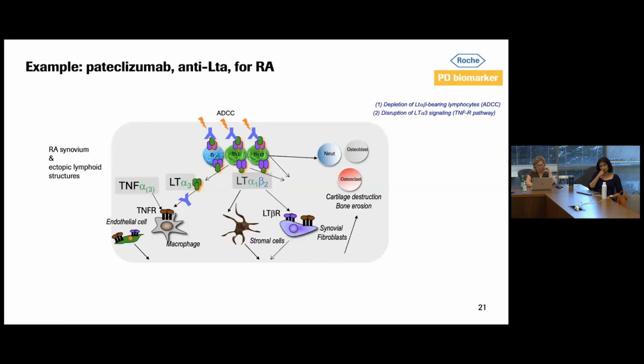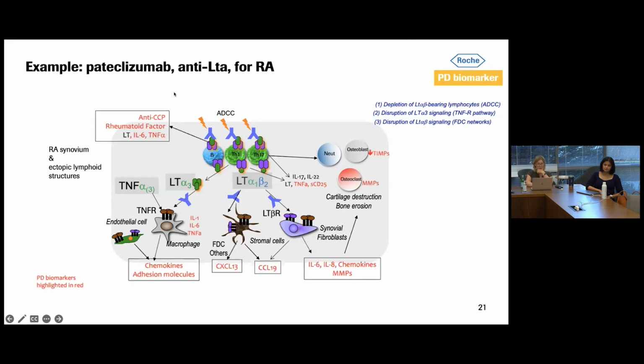It can, hold on, my pointer. It disrupts this binding to macrophages and blocks downstream signaling here, as well as here. But all of this happens in the synovium of our diseased joints. So how do we go about establishing a biomarker for this particular molecule when you can't get to the site of action? It was really hard. We weren't able to measure target engagement for this one.